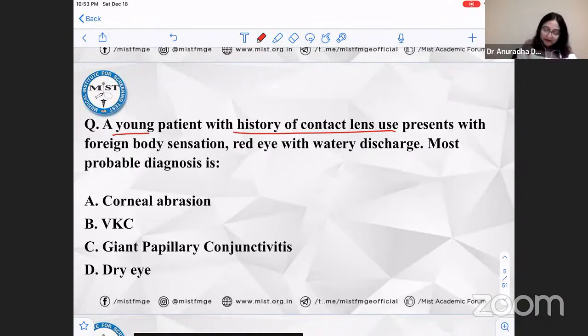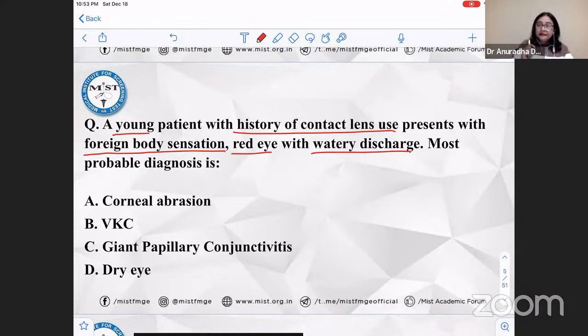Then what are the symptoms which are described? Foreign body sensation, red eye, watery discharge. So foreign body sensation is when a person feels that there is something inside the eye, like a foreign body. These kinds of things can happen in multiple, rather in all of the choices which are given here. What are the choices? Corneal abrasion, VKC, that is vernal keratoconjunctivitis, giant papillary conjunctivitis, and dry eye. Now, in all these conditions, a person can have foreign body sensation because the eye surface is not normal.